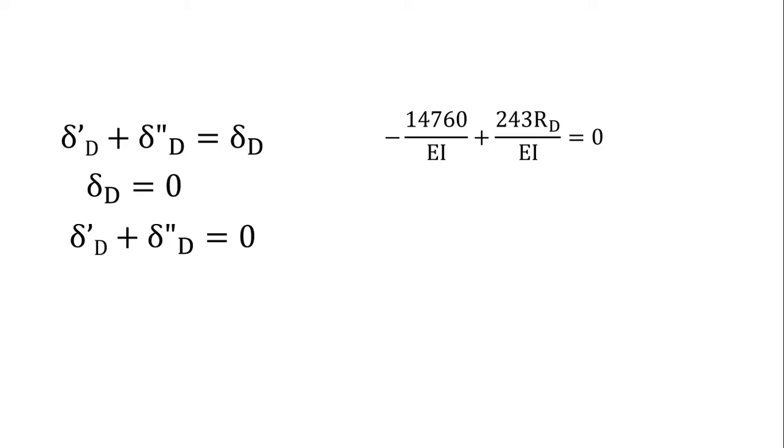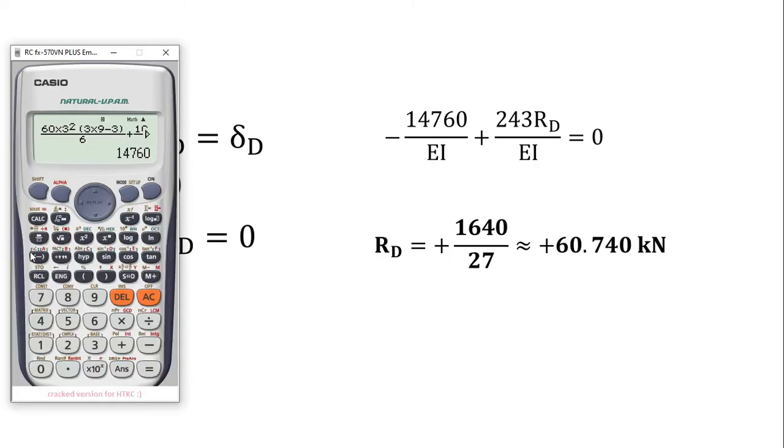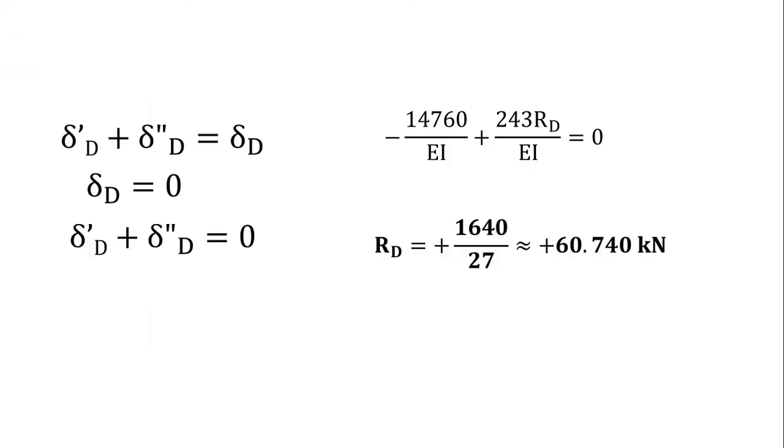So, makukuha natin na value for RD is positive 1,640 over 27 or roughly 60.74. So, check natin. So, ito divide natin ng 243. Ayun. So, ayan po yun na. Kasi pag transpose mo naman siya sa kabila, magiging positive siya.